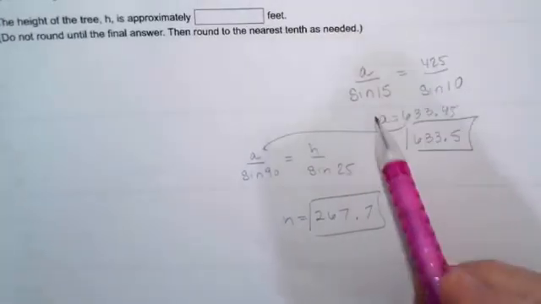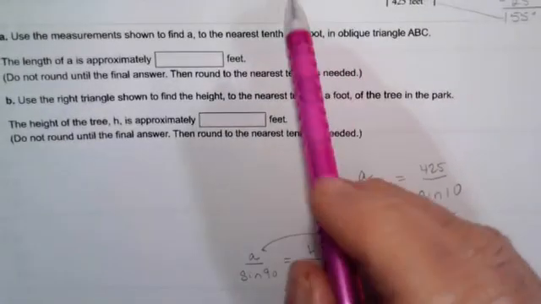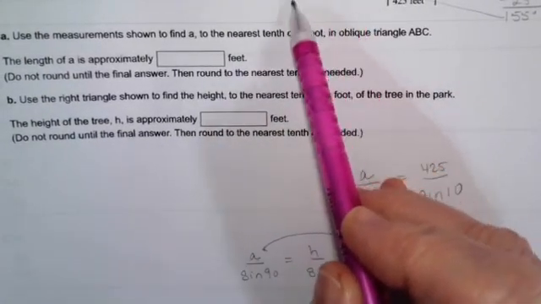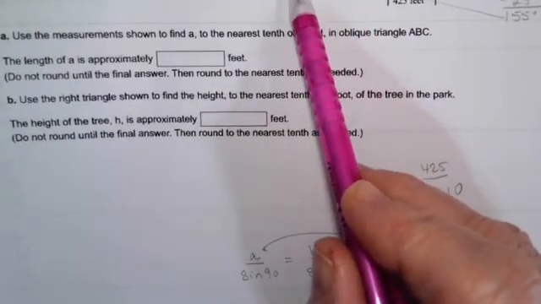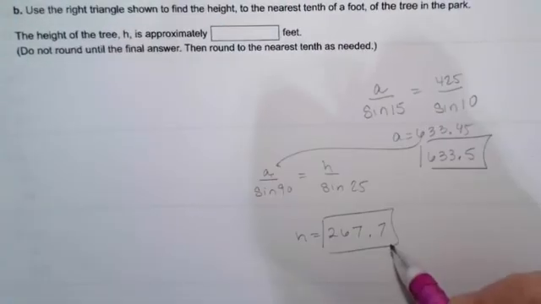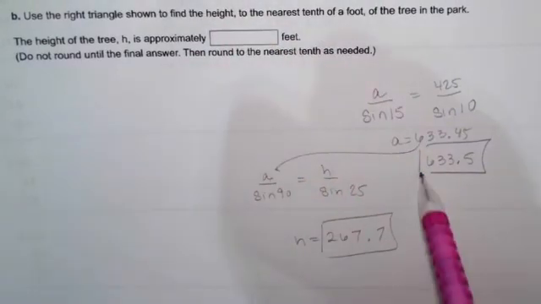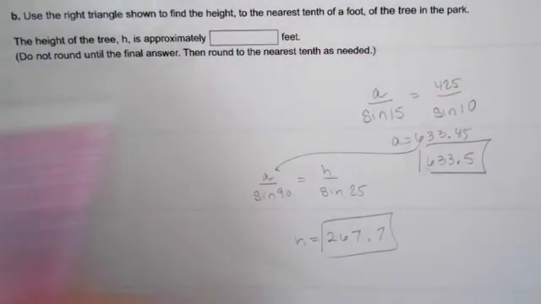So I solve and I find A, and that value over the sine of 90 is equal to H over the sine of 25. And from there I can find that H is 267.7 feet. It also asks you to find this first length A, and that was 633.5.